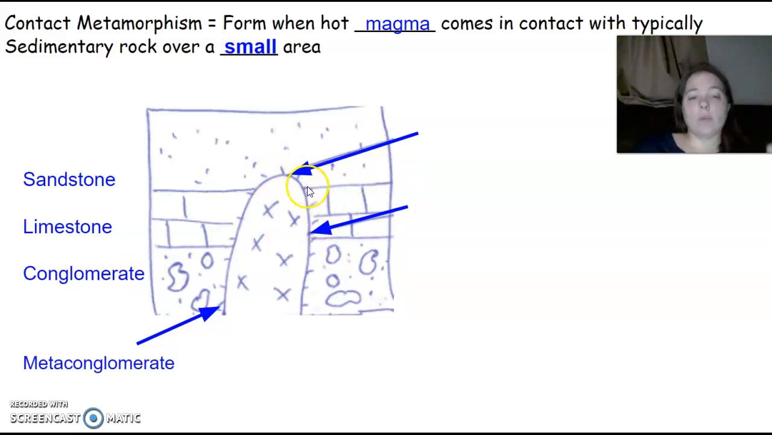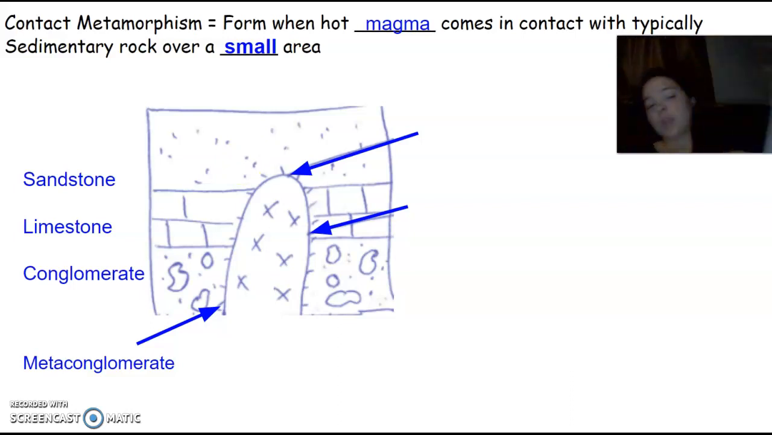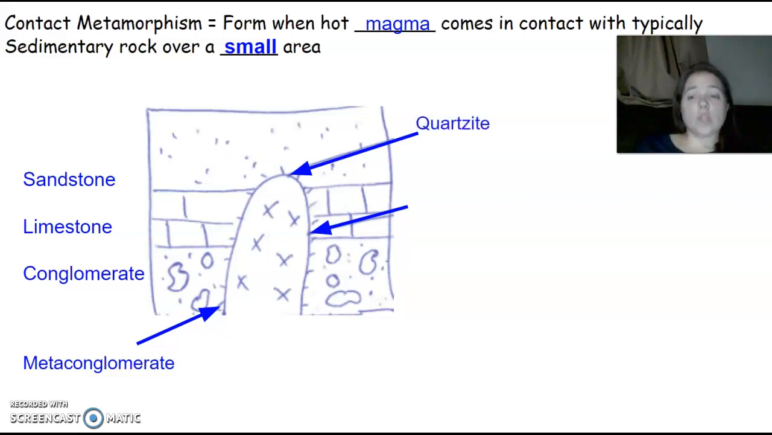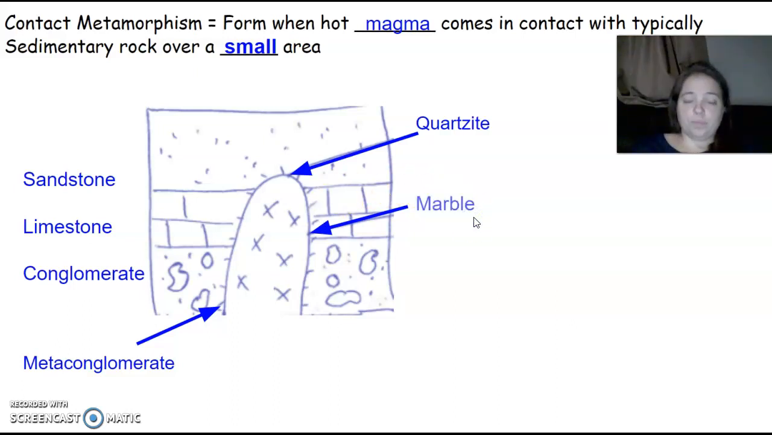All right, well, what about up here? This little hump thing that's touching the sandstone. So I'm going to look on here and try and find sandstone. And I do find sandstone. See right there. What is that? That is quartzite. And this last one where the limestone hits, I've got limestone right there. And it's going to give me marble.